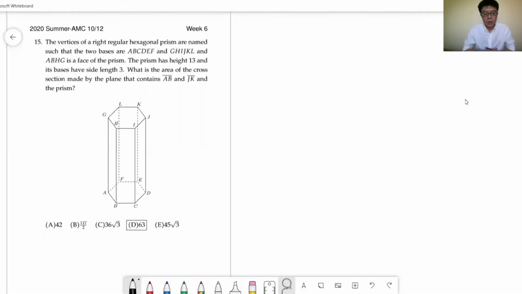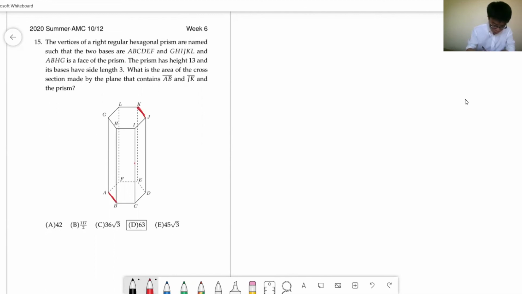Let's do problem 15. So we have this right regular hexagonal prism. We'd like to cut this prism by a cross section passing through KJ and AB, and the question is to find the area of this cross section. All right, let me try to sketch this cross section passing through AB and KJ.